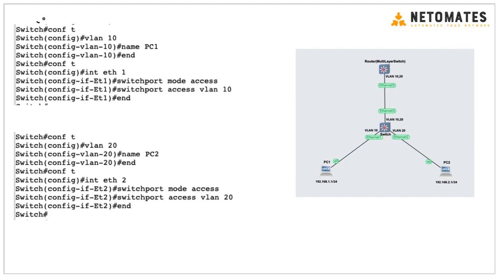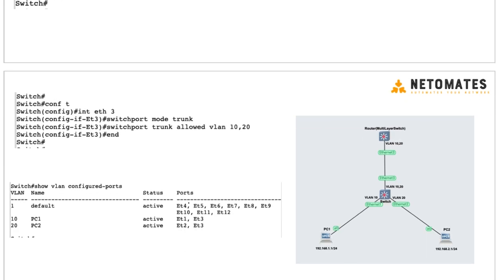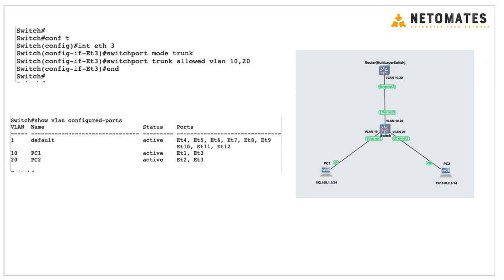On the switch side, here we are creating VLAN 10 and VLAN 20. We are assigning Ethernet 1 to switchport mode access VLAN 10, and same for Ethernet 2 for PC2: switchport mode is access, and we are allowing VLAN 20. So far we are familiar with this setup because we discussed this concept in the last class. So let's see how we can configure the trunk.